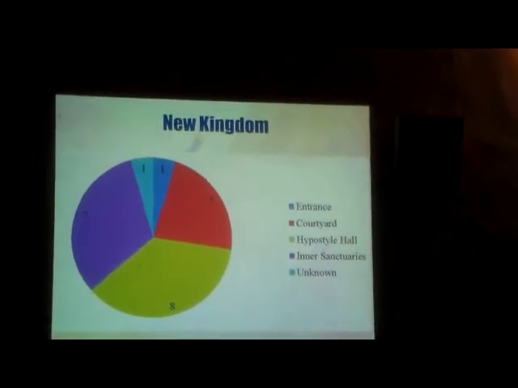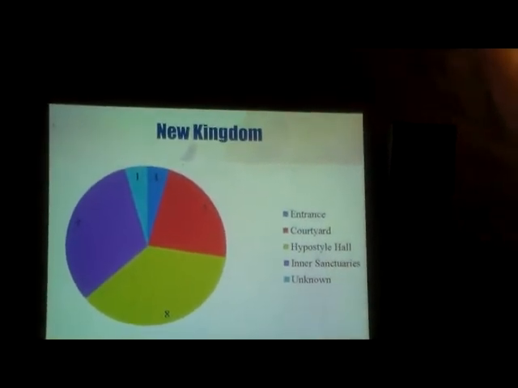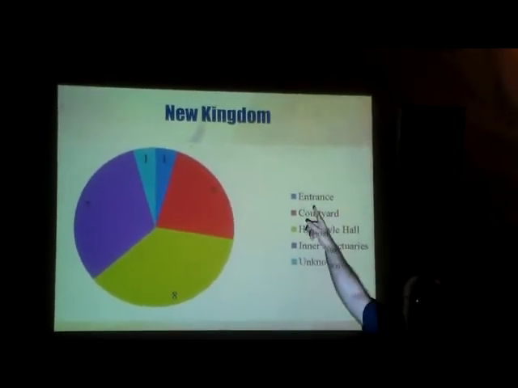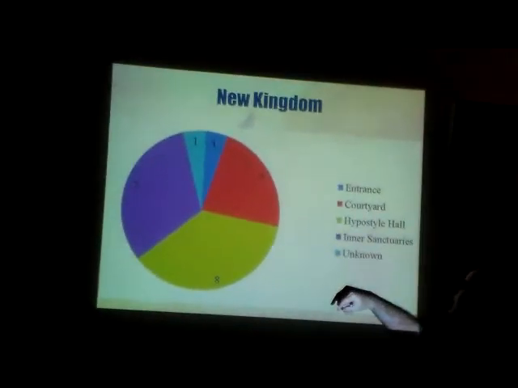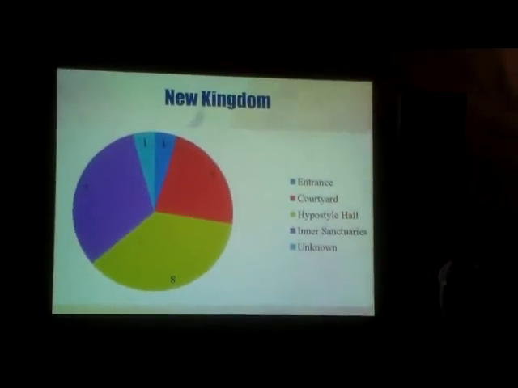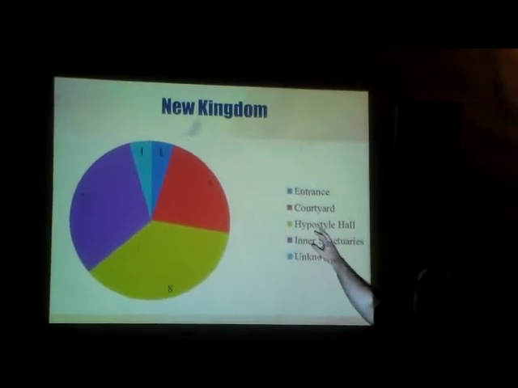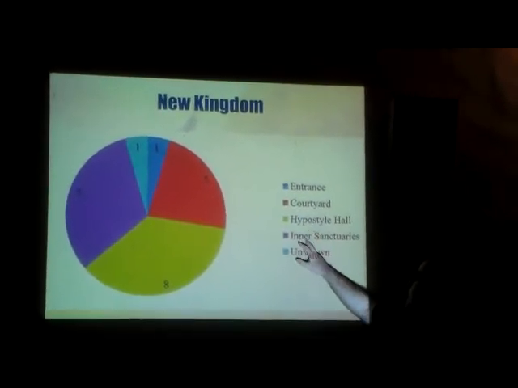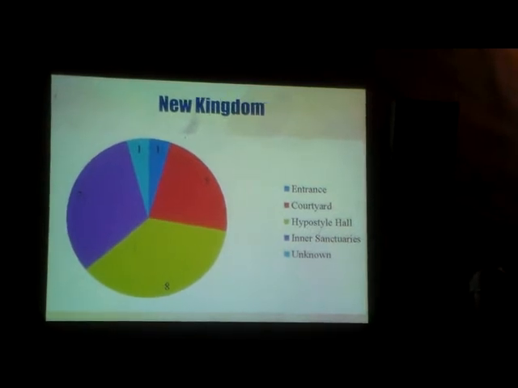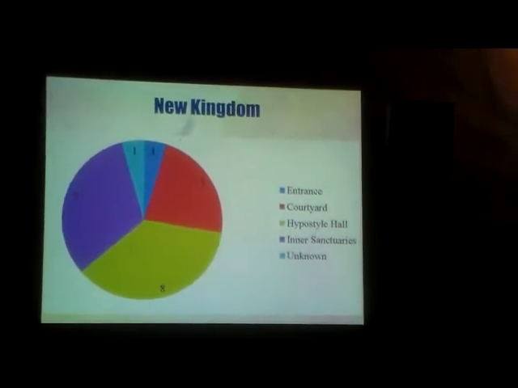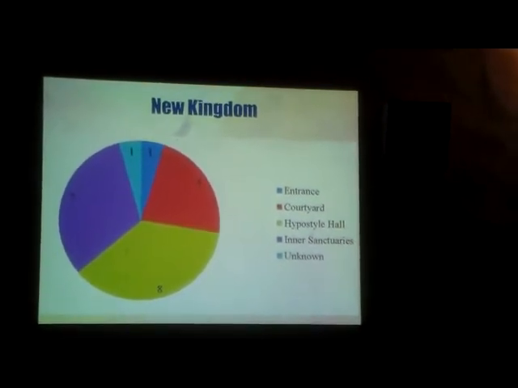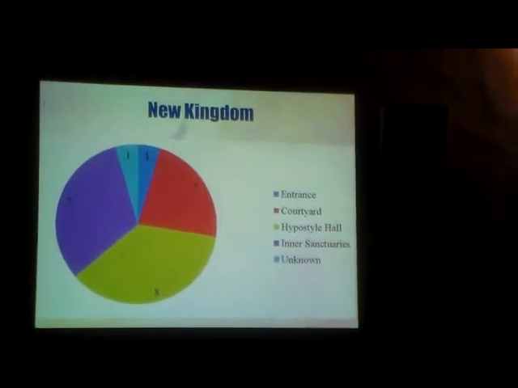So for the New Kingdom alone, you'll find that the rekhyt-rebus only appears in 1 entrance, 5 courtyards. These are areas where you would expect them to have access. Hypostyle hall is one of those tricky things, but then there are 7 examples, 7 temples, where you have the rekhyt-rebus within the inner sanctuaries, and just one unknown.